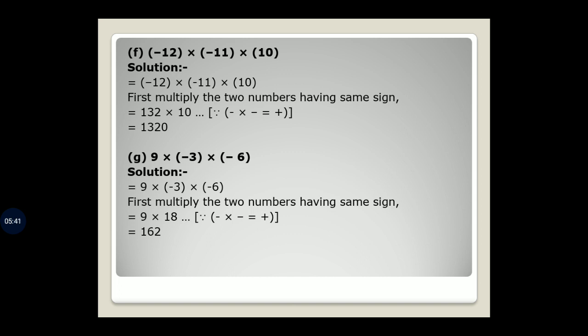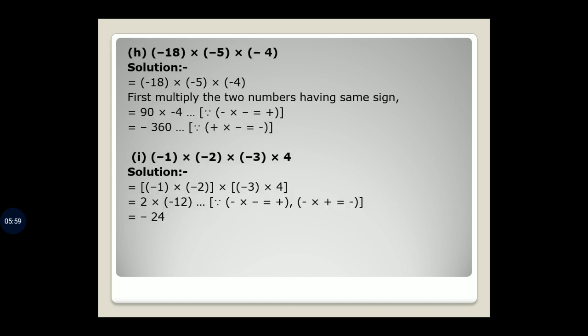Solution for this is 9 into minus 3 into minus 6. Here also we can multiply first the numbers which have the same sign. Minus 3 into minus 6 gives you 18. Now let us multiply 9 into 18, that is 162.